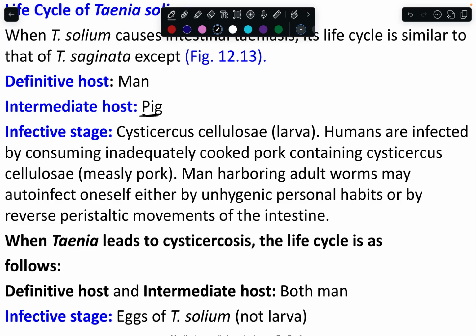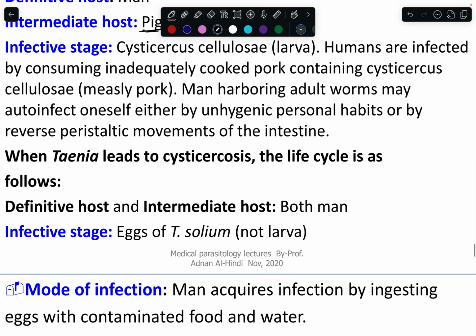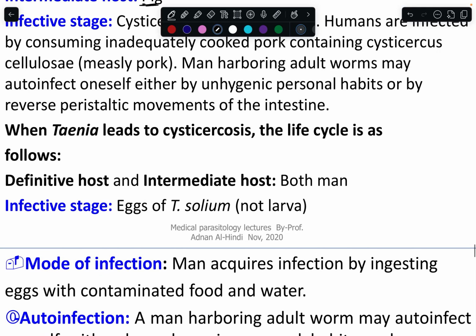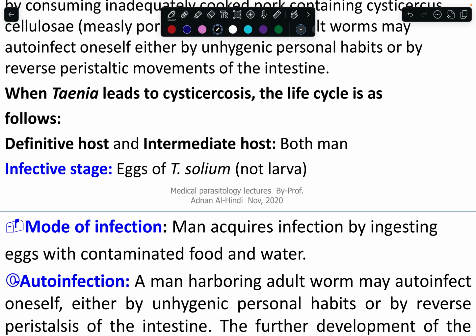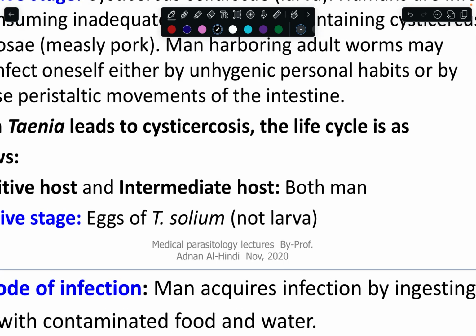A man harboring adult worms may auto-infect oneself either by unhygienic personal habits or by reverse peristaltic movements of the intestine. When taenia leads to cysticercosis, the life cycle is as follows. Definitive host and intermediate host, both men. I'm just reading, I didn't understand anything.